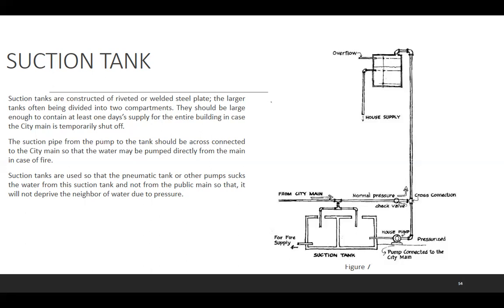Suction tank are used so that pneumatic tank or other pump sucks the water from this suction tank and not from the public main so that it will not deprive the neighbor of water due to pressure. Kasi kung masyado ka mataas, yung kabila mo baba, kung nag-pump ka ng direct, mawalan sila ng tubig. So, kailangan meron kang tangke bago ka mag-supply sa building mo. Kaya ngayon, bawal na yung walang ganun.